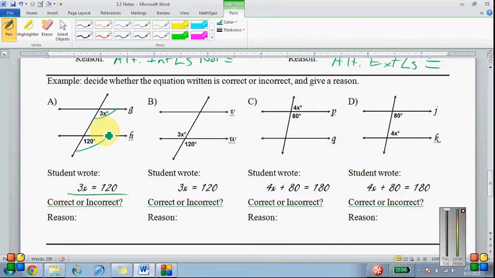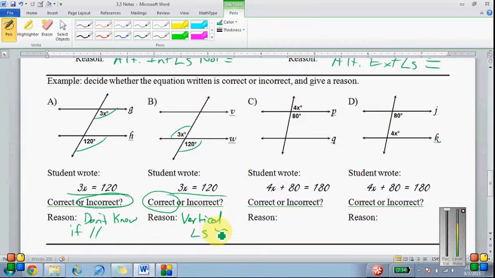Well, these are corresponding angles, but like I said, we don't know if these lines are parallel. So this is incorrect because we don't know if the lines are parallel, which means we don't know if the corresponding angles are congruent. Here, the student wrote the same thing, 3x equals 120, but here we do know that these have to be congruent to each other. This is correct because these are vertical angles, and vertical angles are always congruent.